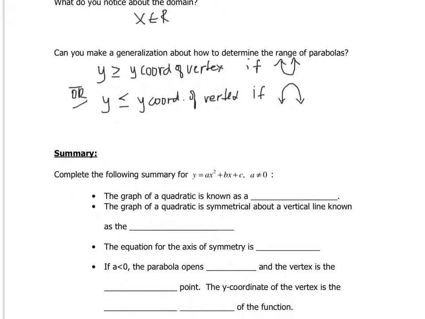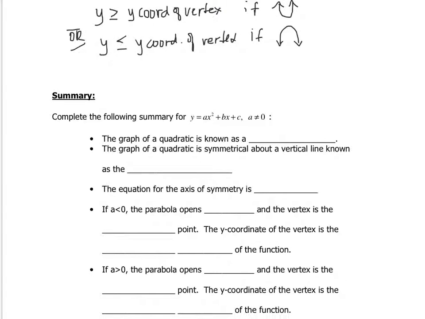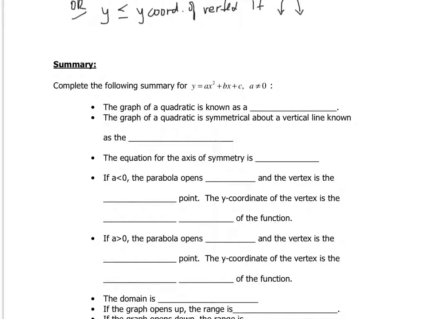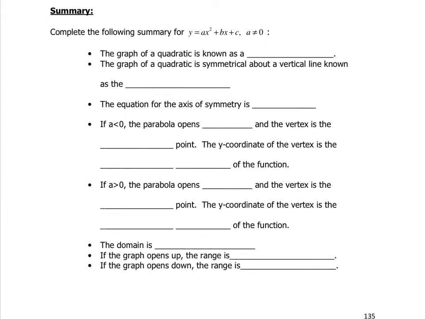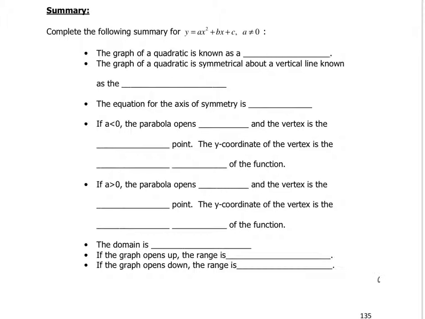So let's summarize the results from the last few days to see if you can put everything together. The graph of a quadratic is known as a parabola.